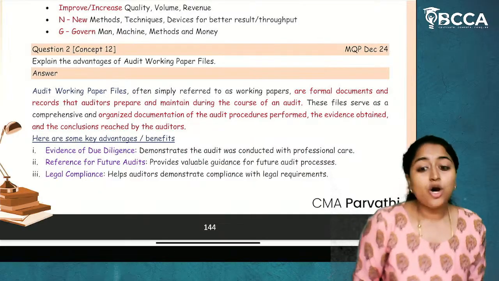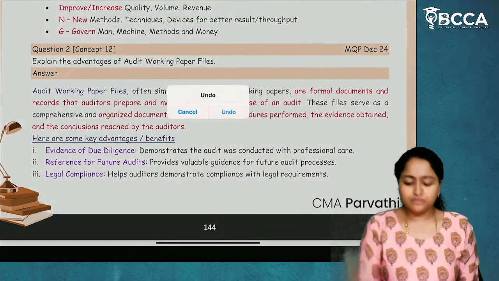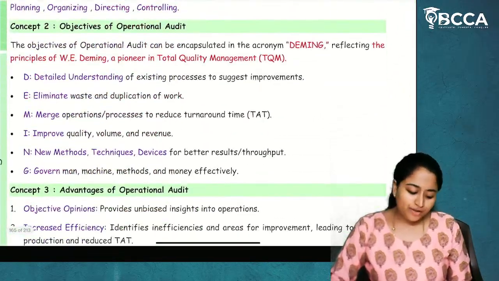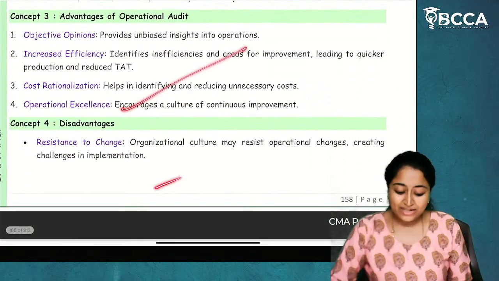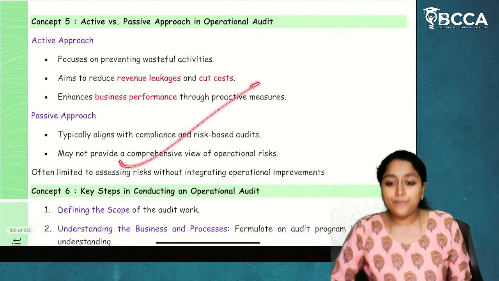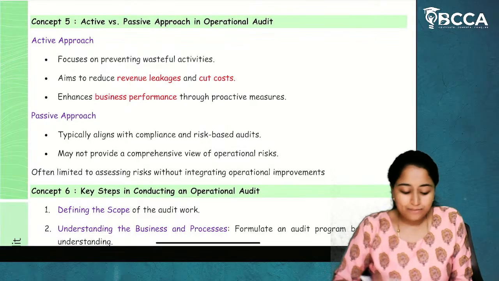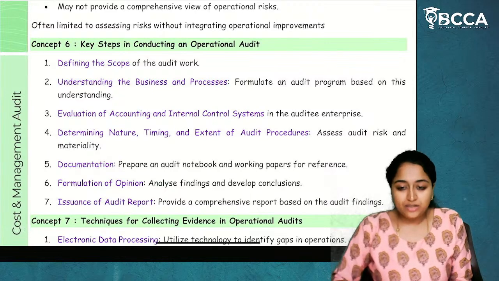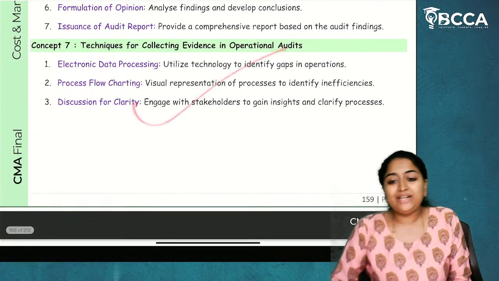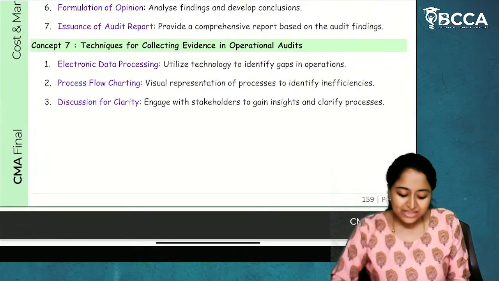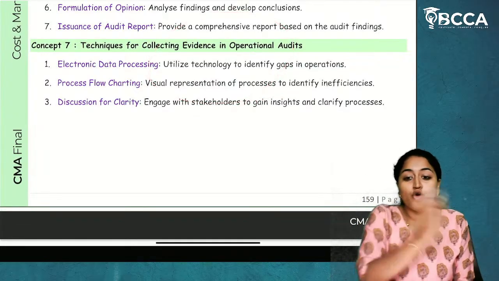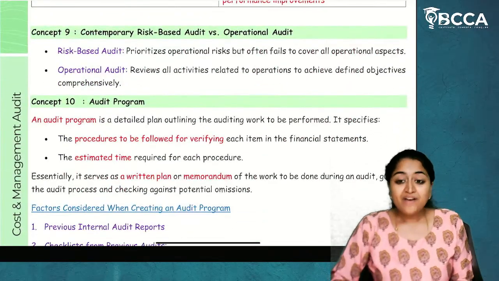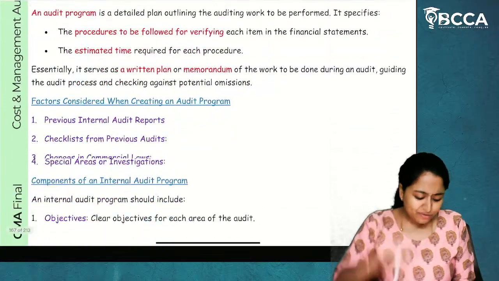Now, in this operational audit, the first few concepts are about operational audit, which means what is operational audit, what are its objectives, what are its advantages, disadvantages, what are approaches, which means how operational audit will be done by approaches, active, passive approach. Then how operational audit will be conducted, key steps in conducting, and what techniques can be used in operational audit. These are some few concepts which are related to operational audit. Now, after coming from that, we have 5 major concepts.